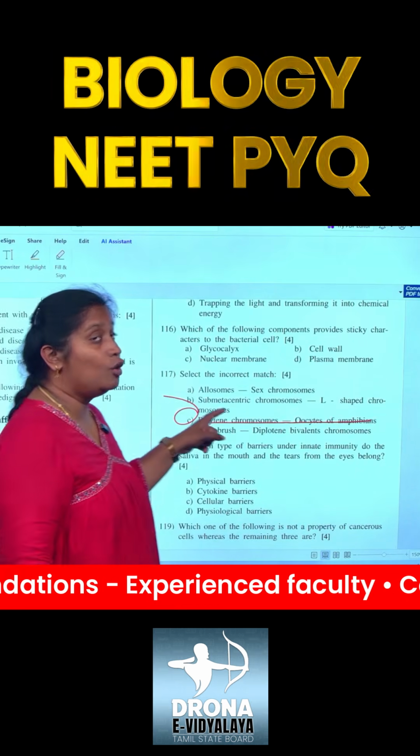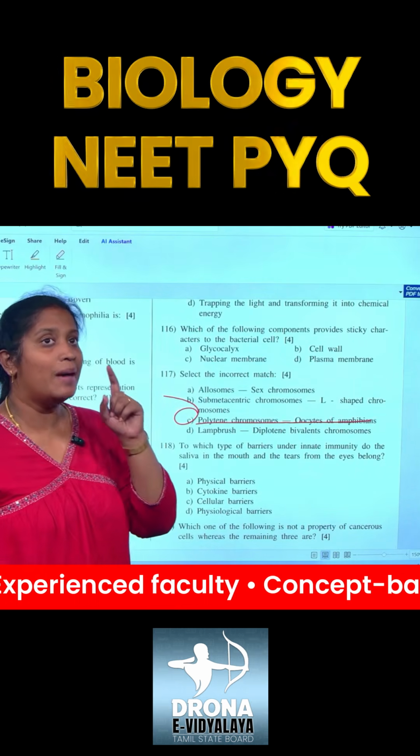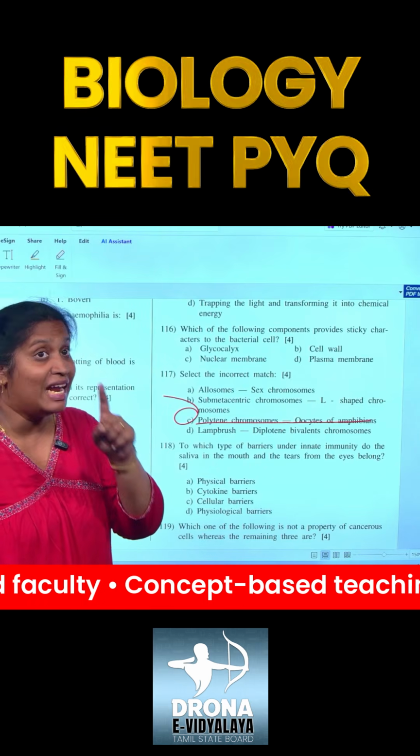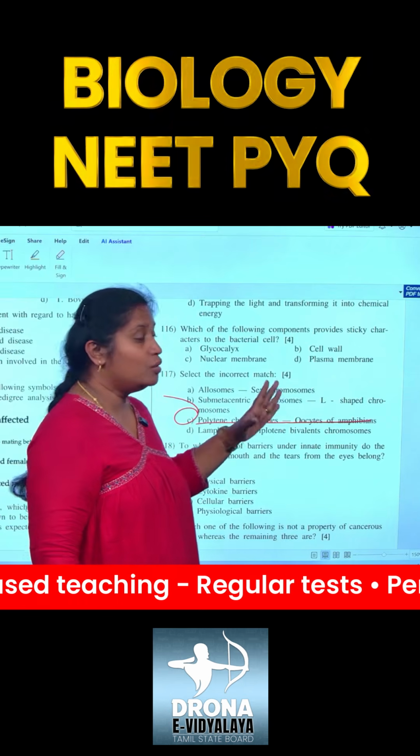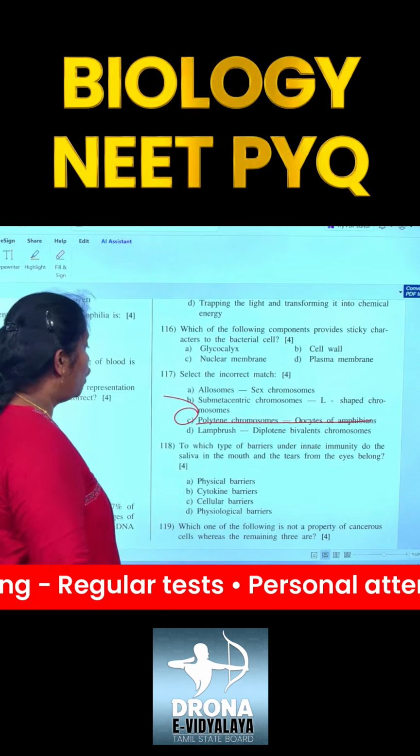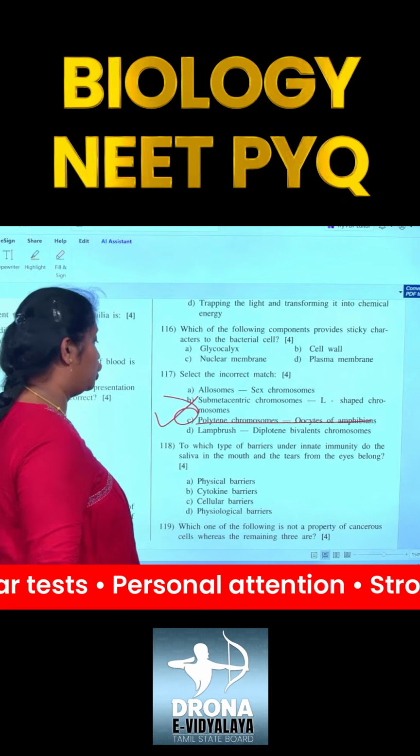Because the polytene chromosomes were first discovered by Balbiani from the salivary glands of Drosophila. So it is not from the oocytes of amphibians. So option C is the mismatched or incorrect pair.